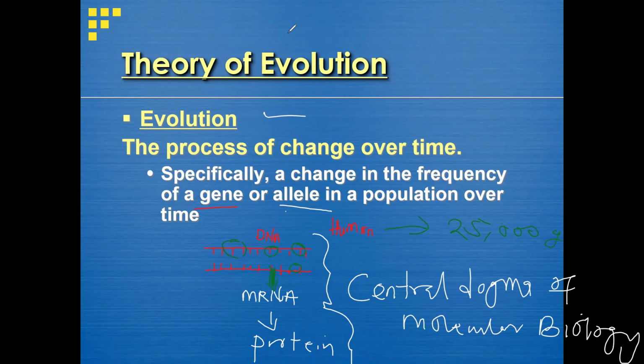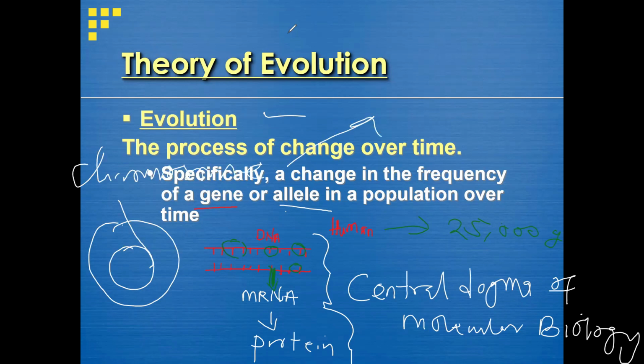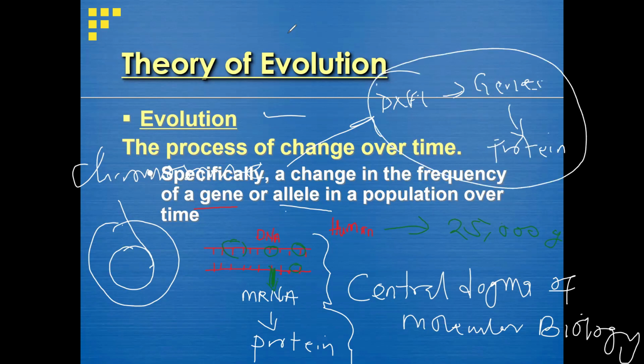And as I said, normally we have a cell, and inside a cell we have a nucleus, and inside the nucleus we have chromosomes. Inside these chromosomes we have DNA, and this DNA carries thousands of genes. Each of these genes is responsible for producing a particular protein. The process of doing this is what you call the central dogma of molecular biology.